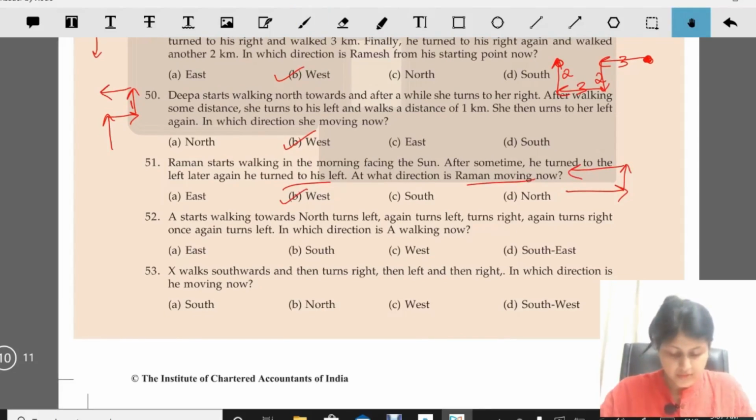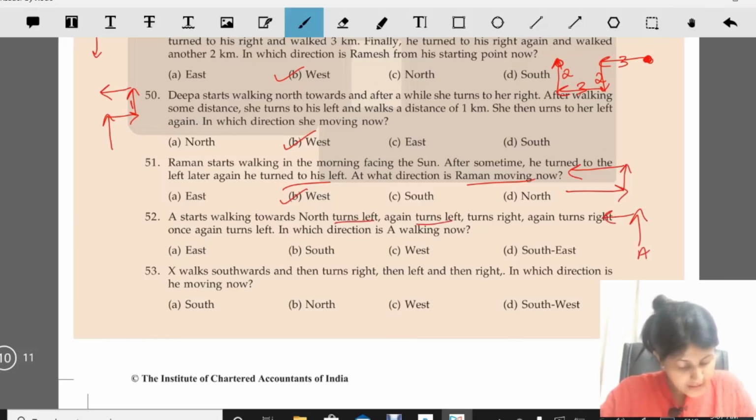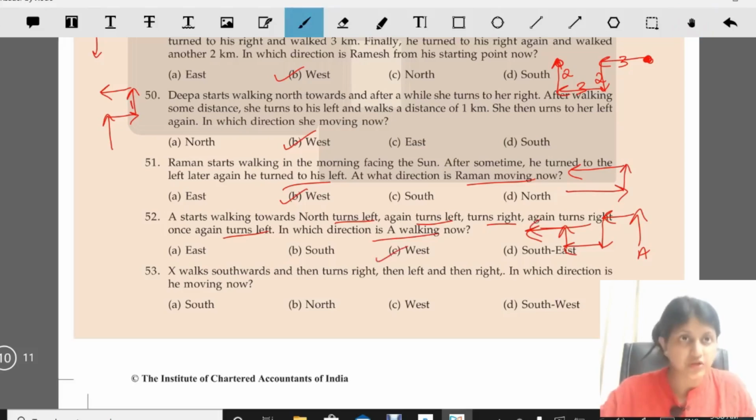52. A starts walking towards north. Turns left. Again turns left. Turns right. Again turns right. Once again turns left. In which direction is A walking now? So A is walking in which direction? A is walking in the west direction. So in these type of questions, be very careful because there are many breaks, turning left, turning right, turning left, turning right. Be very careful.